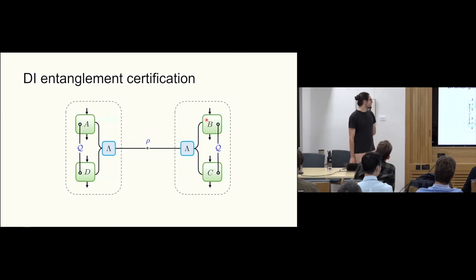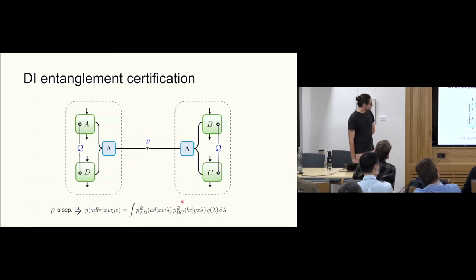But you go to the symmetric scenario, and then you do the same. You assume that the state is separable, and then you get this decomposition. So now what we would like is a way to test. Also, this is very low. I assume people don't see this, but well, it's not super important.